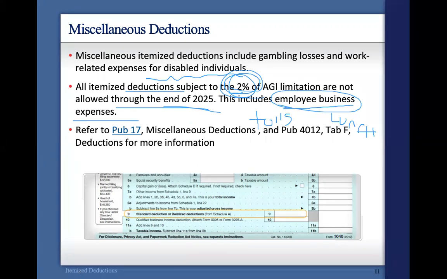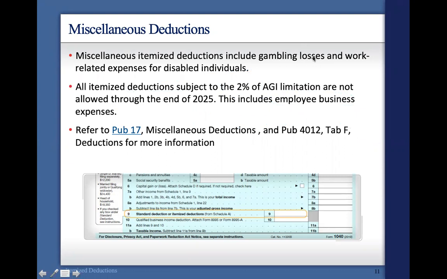The reason being is this was probably, I'm guessing, fraudulently put on the tax return, and most companies now will pay and reimburse for that. So anything on that miscellaneous deductions form, unless it's like gambling losses and work-related expenses for disabled individuals, you're probably not going to have anything on there.